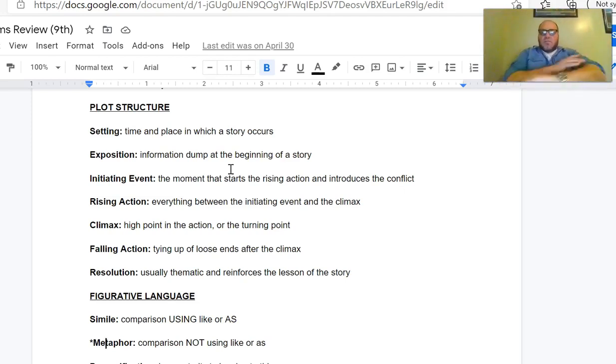And then the resolution is usually thematic and reinforces the lesson of the story. I don't know that the Odyssey has a very clear resolution. It certainly doesn't end with some final prominent message. It just sort of ends. So take it for what you will.